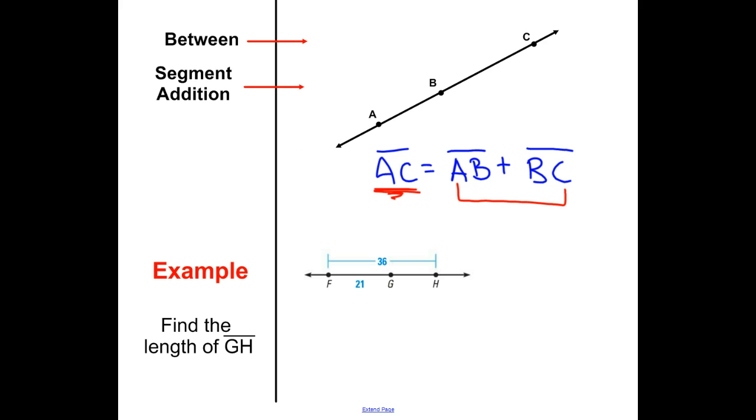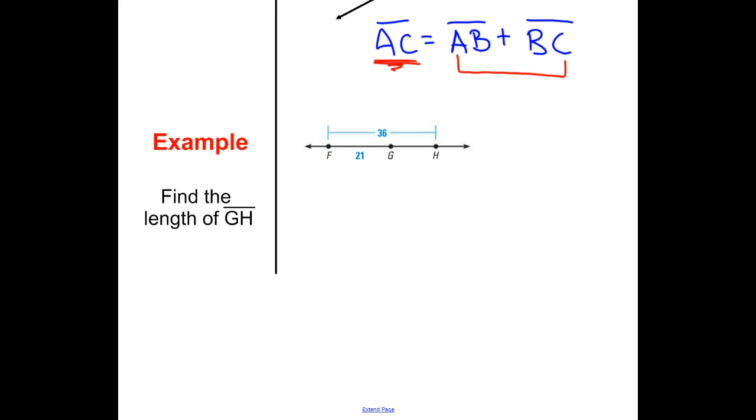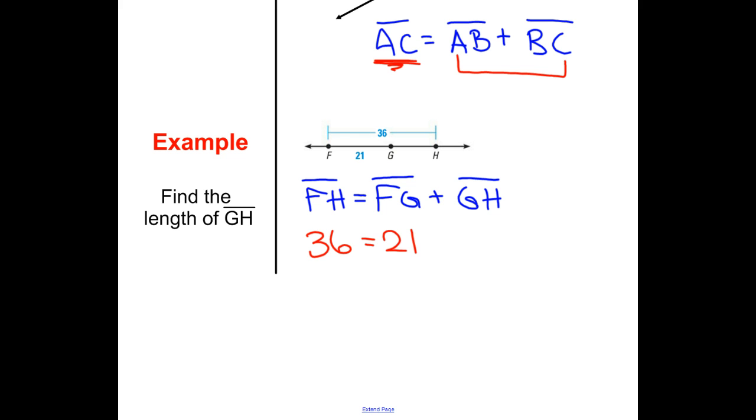So let's do a quick example there. If I know the distance FH is equal to 36, and I know FG equals 21, how do I find GH? Well, I'm going to write this out. I know that the distance of FH, so segment FH, is going to equal FG plus GH. Now, do you have to write that out every time? Most likely not. But I know that 36, which is FH, is going to equal FG, which is 21, and to make it easier so I don't have to write GH, I'm going to change that to a variable, plus X. So now all I have to do is subtract 21 from both sides, and I get X equals 15. That's all segment addition is.